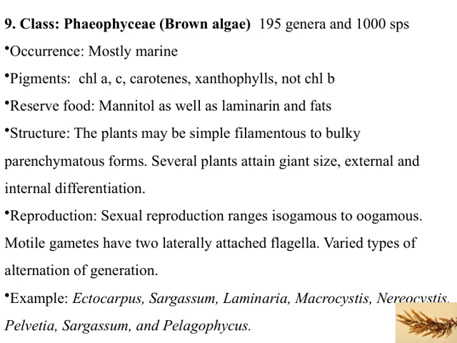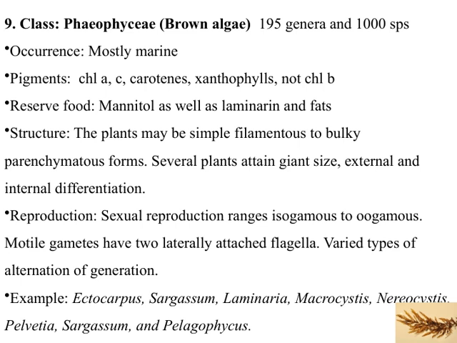When it comes to pigments, brown algae contain chlorophyll A and C, as well as carotenoids like xanthophylls, but notably, they lack chlorophyll B. These pigments are essential for photosynthesis and give the algae their characteristic brown coloration. In terms of food reserves, they store mannitol, which is a sugar alcohol, along with laminarin and fats. These stored substances serve as energy reserves, supporting their growth and reproduction.